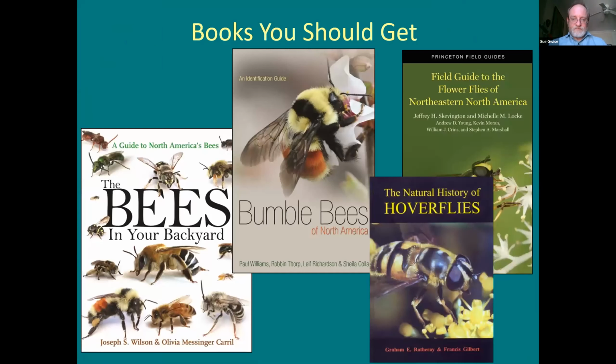And then I wanted to recommend a few books. These are some of my favorite field guides and non-field guides. One of the better guides that I've seen that covers all the bee groups is this one called The Bees in Your Backyard. Again, you'll get a copy of this presentation, so you don't have to scribble everything down.